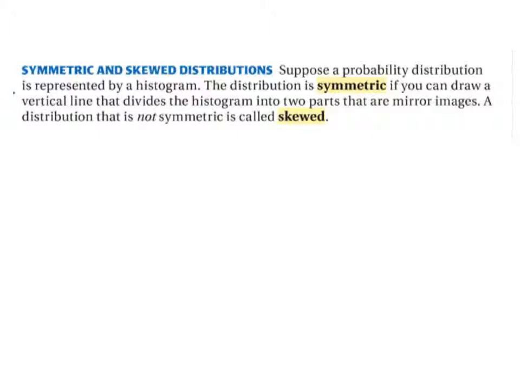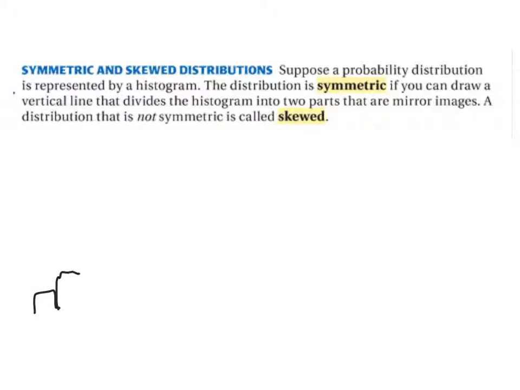Okay, symmetric and skewed distribution. Suppose a probability distribution is represented by a histogram. The distribution is symmetric if you can draw a vertical line that divides the histogram into 2 parts that are mirror images. A distribution that is not symmetric is called skewed.